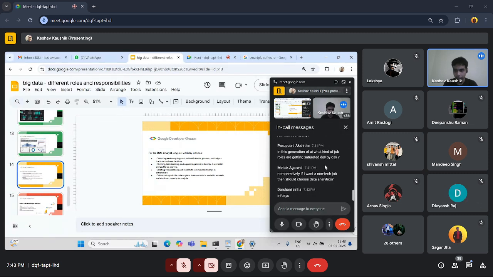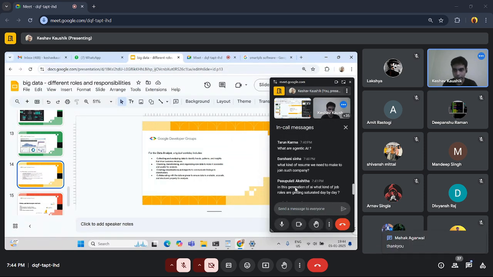Comparatively, if I want a non-tech job, then should I choose data analytics? Yeah, for sure, you should. It is not a bad role. It is actually a very good role. You will actually enjoy it because most of the time you will spend is talking with people, talking with the stakeholders. Your networking will be the best in all the roles. You can directly talk to your clients and stakeholders. And okay, I hope that answered, Darshani.